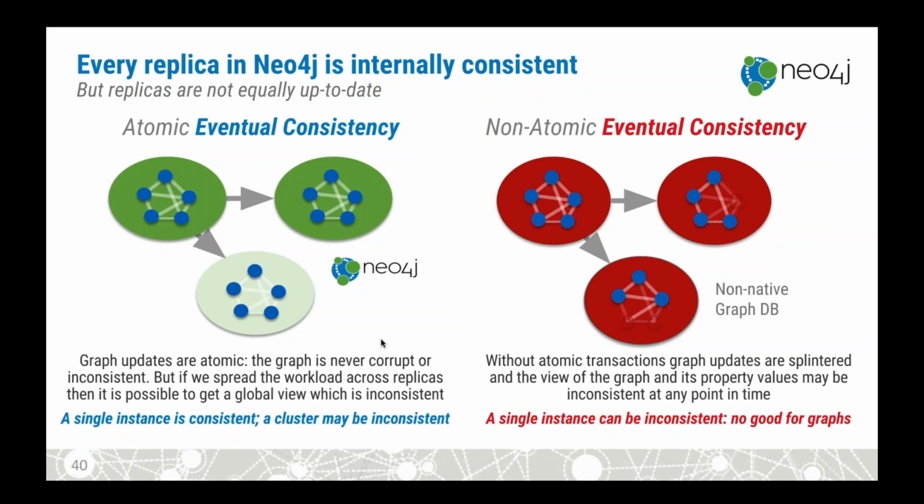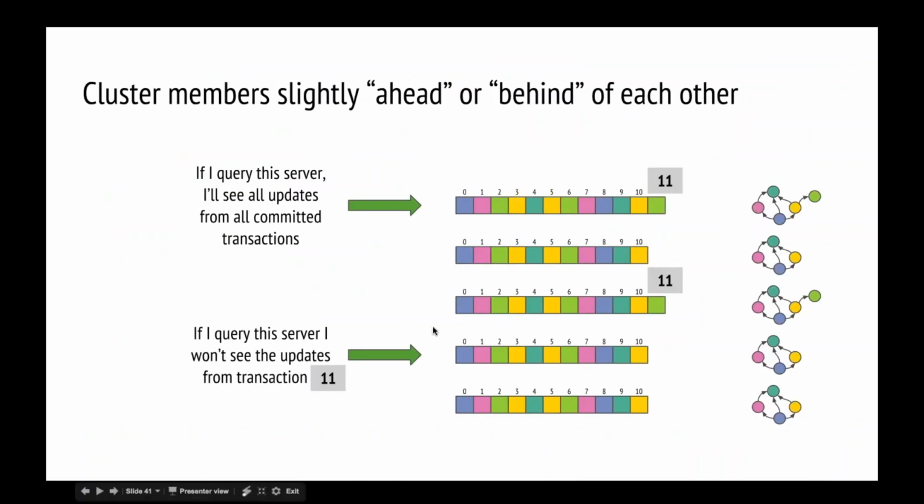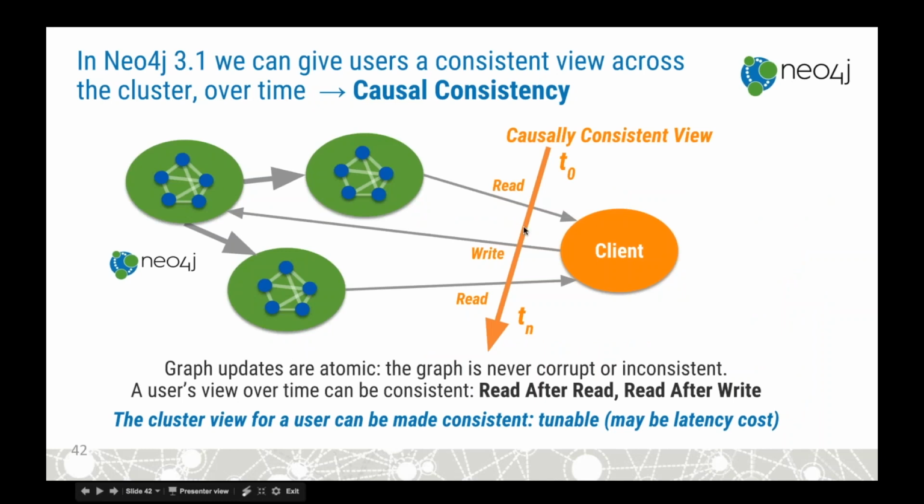In 3.1, we've tried to address this situation and move to a different state relating to this concept of causal consistency. The problem we're trying to address is something I've already referred to, which is that cluster members could be slightly ahead or behind of each other in terms of the update traffic that's traveling through the cluster. What we want to do is give users a view which is consistent during the course of their experience and usage of the database over time.